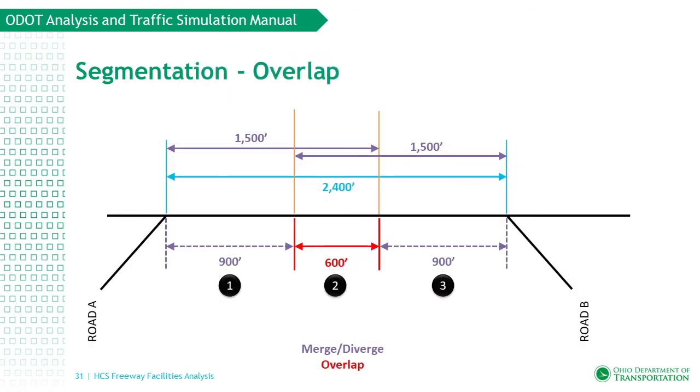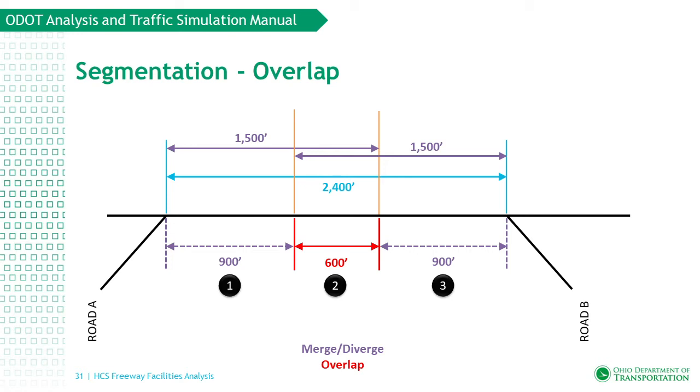An overlap area occurs when there is no auxiliary lane between an on-ramp and off-ramp, but they are closely spaced, at least 1,500 feet, but less than 3,000 feet, so that the influence areas overlap. This is illustrated in this figure. The distance between the 2 ramps is only 2,400 feet. There is an overlap of 600 feet.